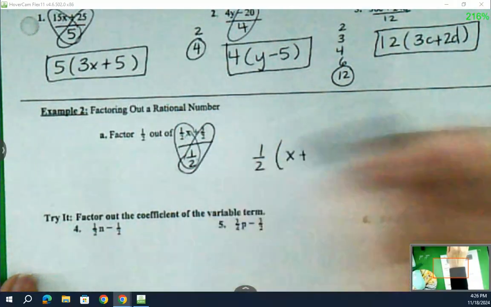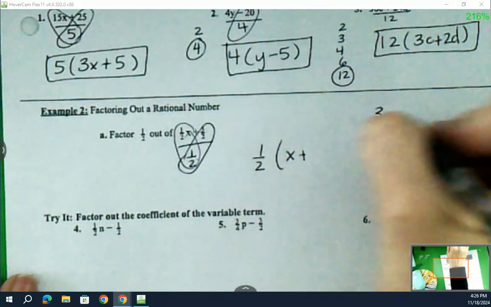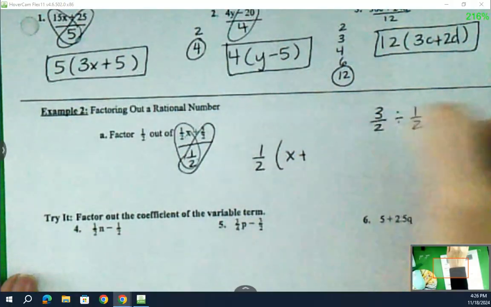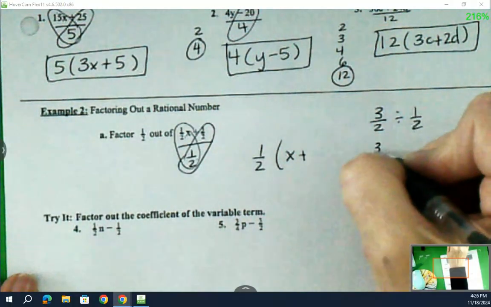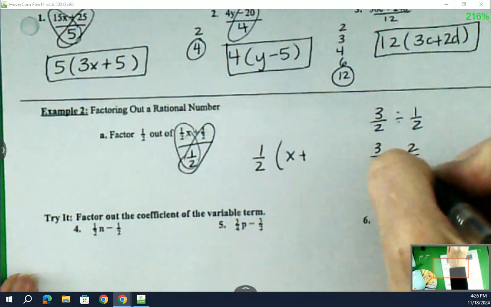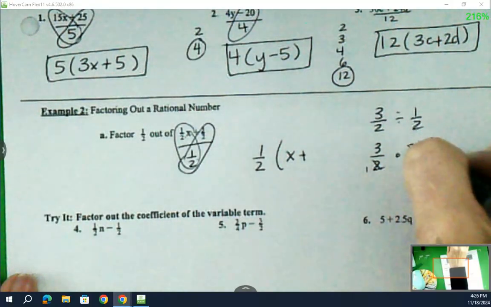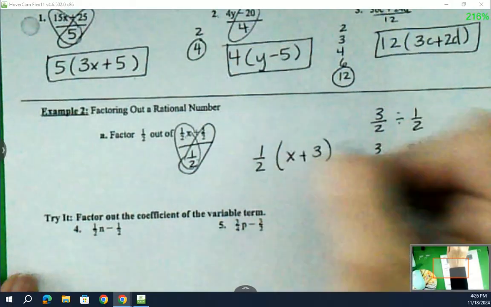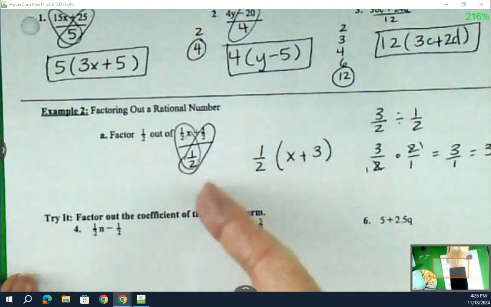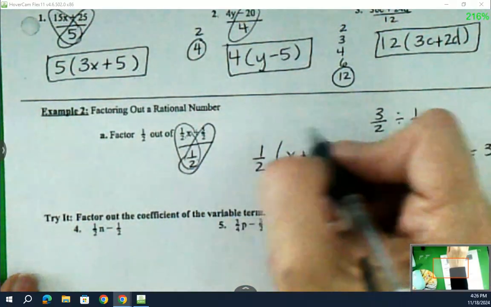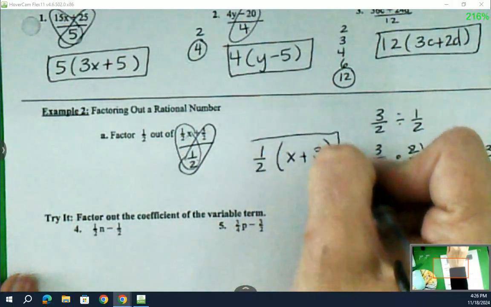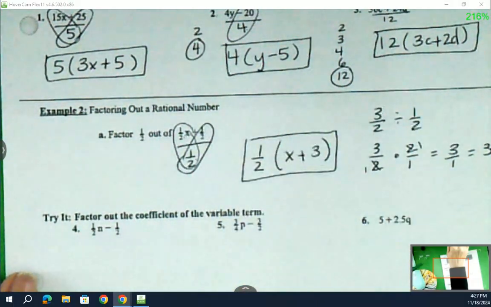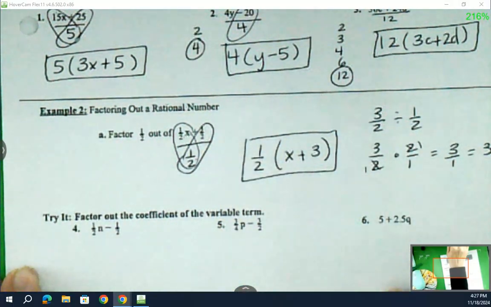3/2 divided by 1/2. That means 3/2 times 2/1. And when we simplify, we just get 3/1, which is 3. Which makes sense because 1/2 plus 1/2 plus 1/2 is going to give you your 3/2. Okay, then we have some try it problems.